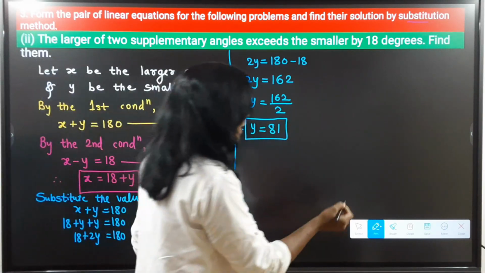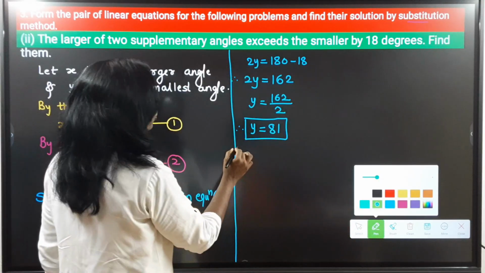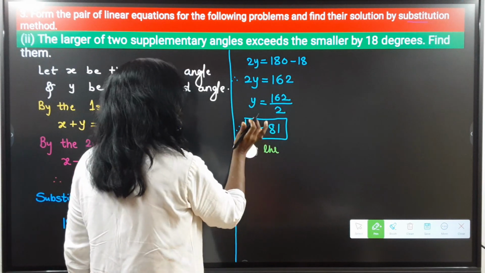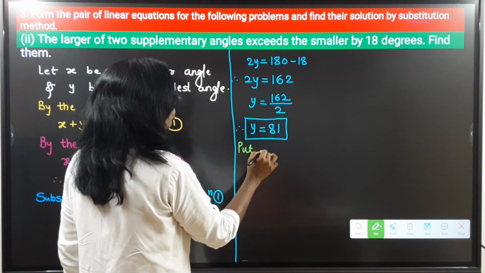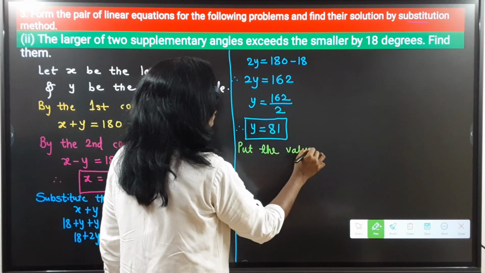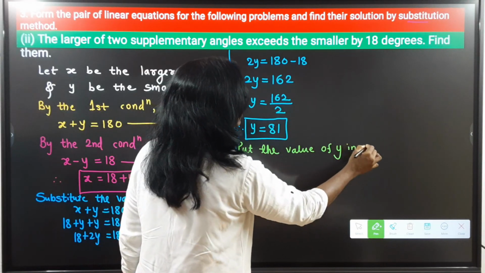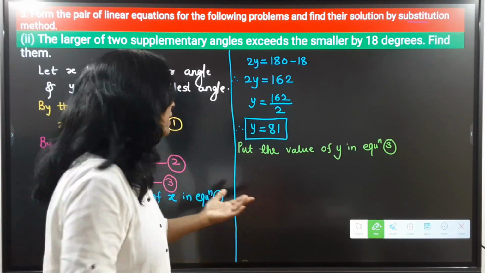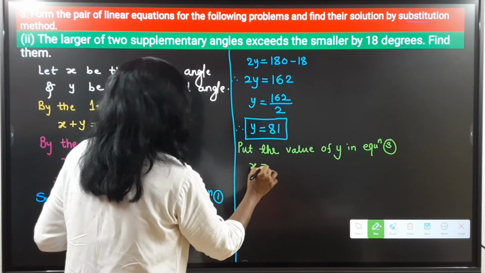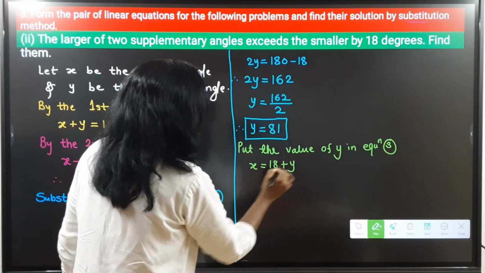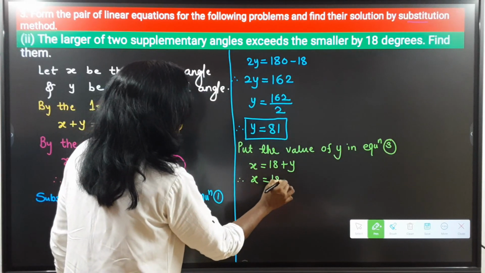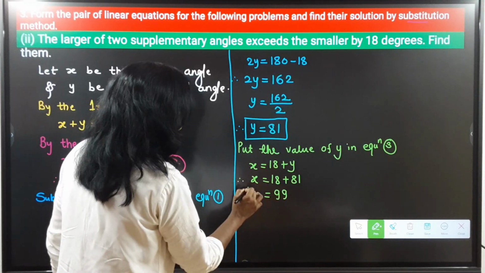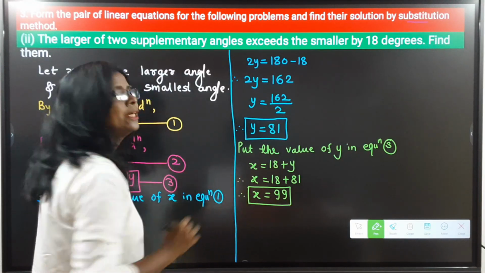Now the next process is to put the value of y in equation 3. That way we can get the value of x. Equation 3 is x is equal to 18 plus y. Therefore x is equal to 18 plus 81. So x is equal to 99. Therefore x is equal to 99.